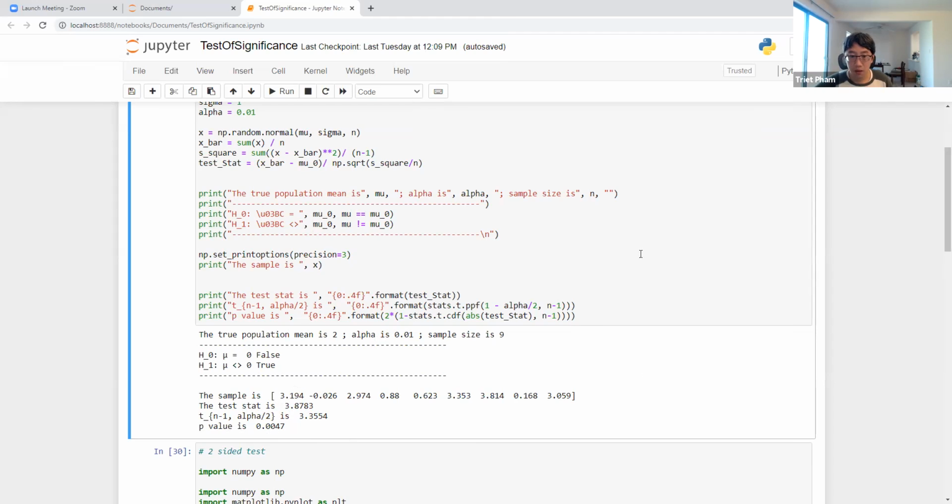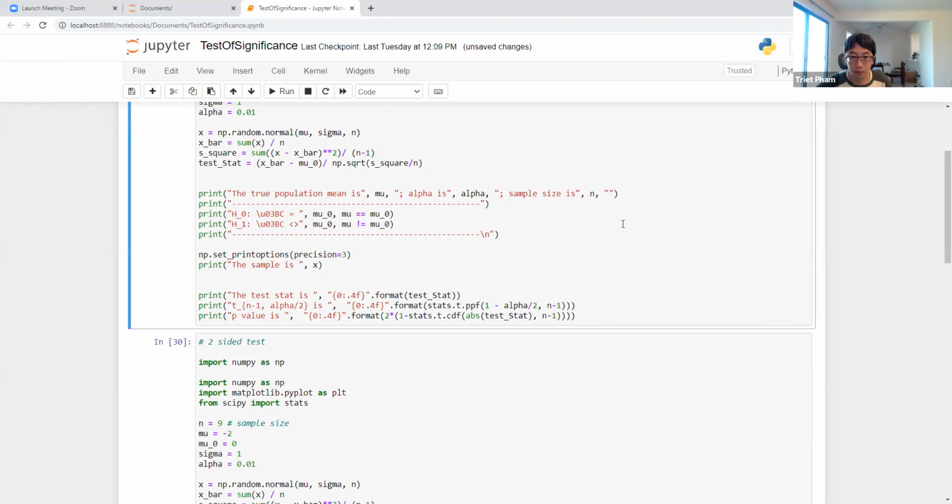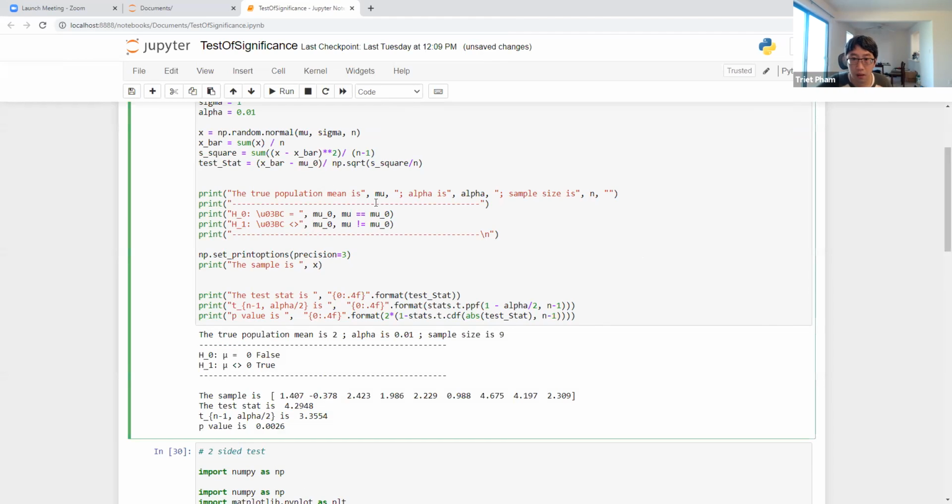Okay, so let's run again. So, see, the test stat is bigger than this, and the p-value is this. One more time.